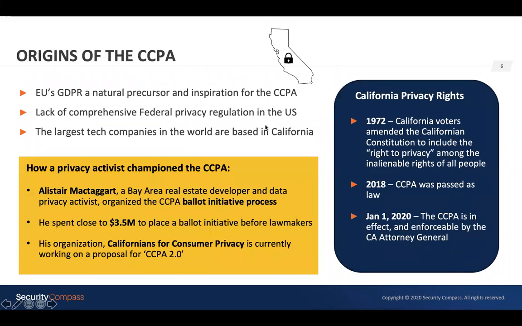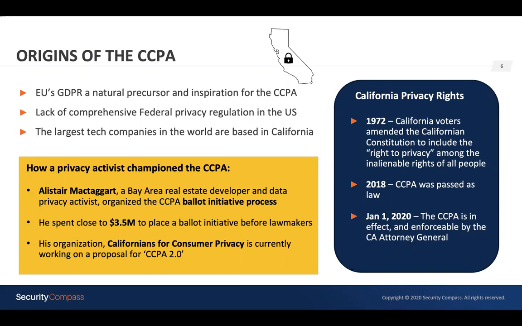I want to talk about how the CCPA came to be and the private activists behind it that championed this legislation. So, a brief history of privacy rights in the state of California on your right-hand side. In 1972, California voters amended the California Constitution to include the inalienable right of privacy for all people. In 2018, the CCPA was passed as law, and since January 1st, 2020, it's been enforceable and in effect.